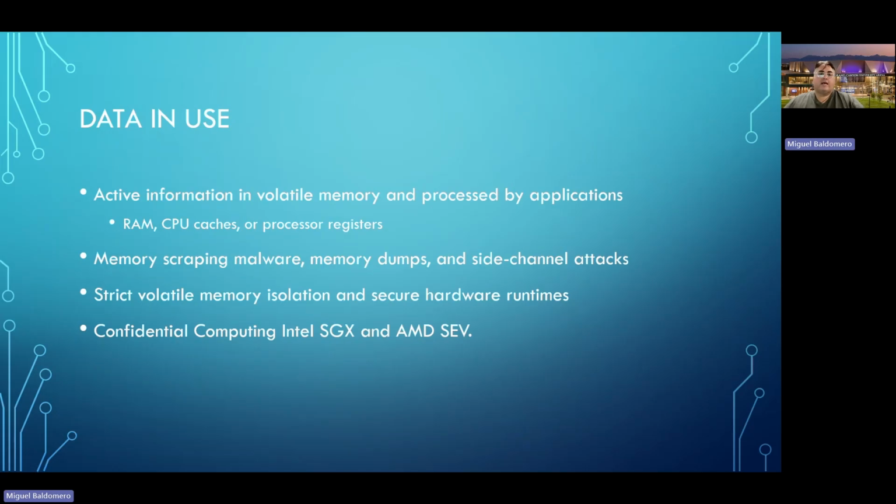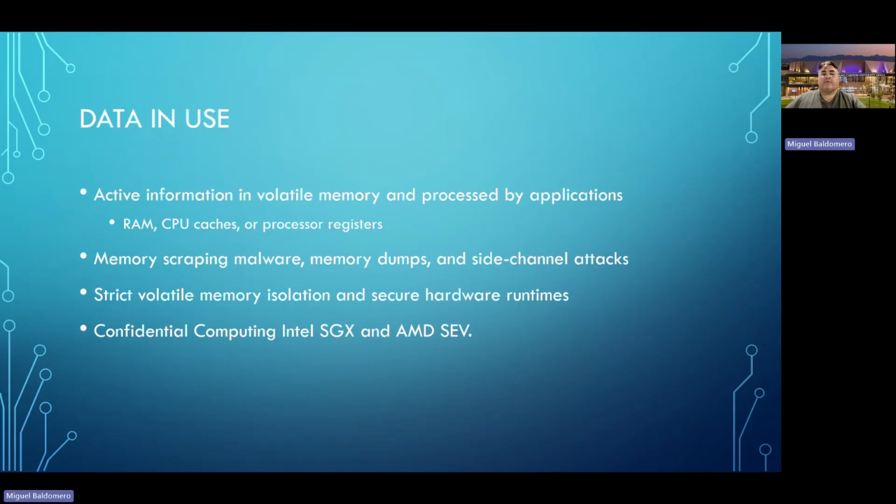Data in use: active information in volatile memory and processed by applications. Those are basically your volatile memory, which is the RAM. The RAM also has caches. The processor has caches and also processor registers. As long as they're powered, they will hold the memory, but once they lose power, they no longer have the memory.